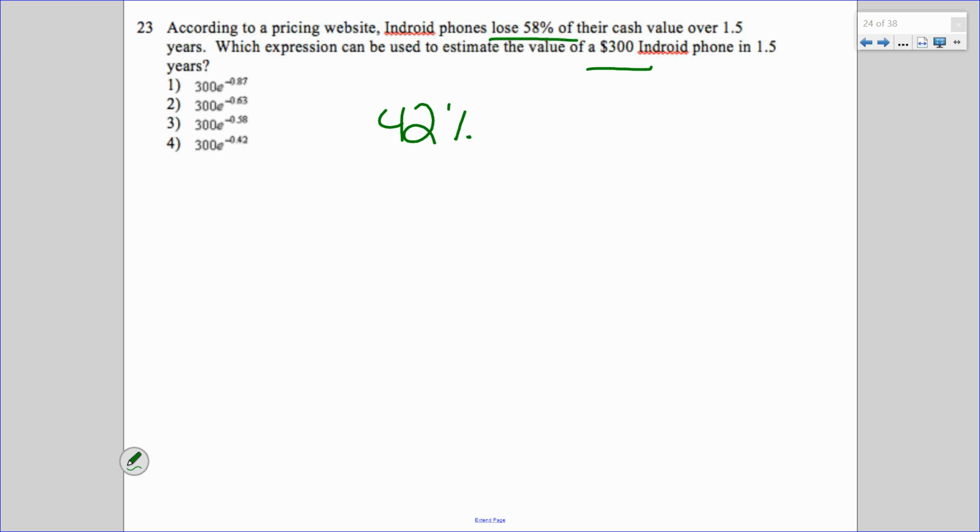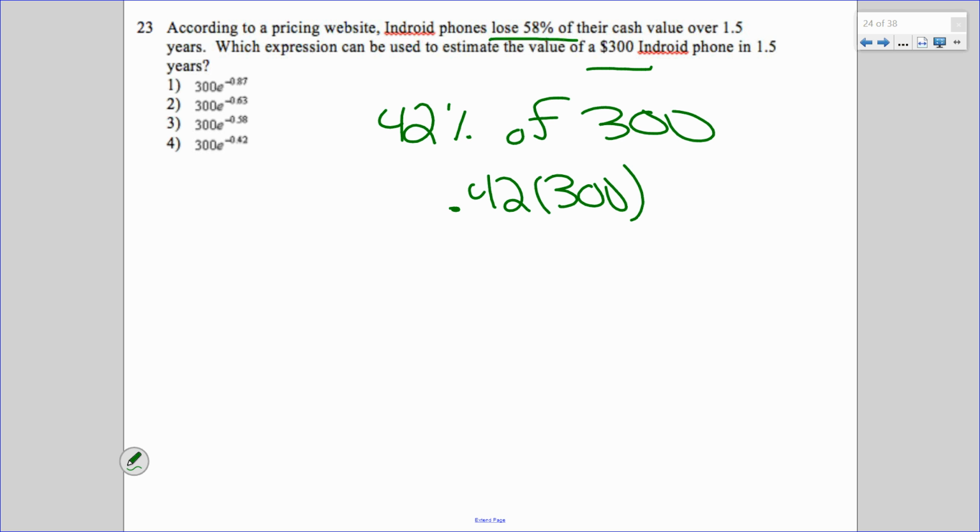So I'm going to find 42% of 300, which is 0.42 times 300. I'm going to go to my calculator. 0.42 times 300 is 126. So I know the value to be about $126. So now I'm going to go to each choice. These are just expressions. Whichever one of those is 126 is going to be my answer.